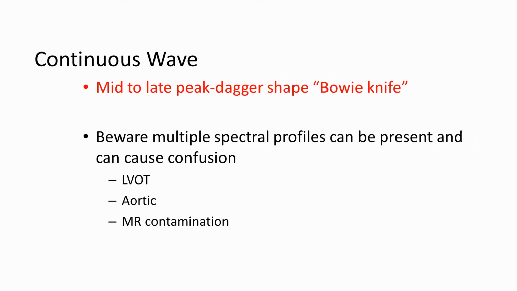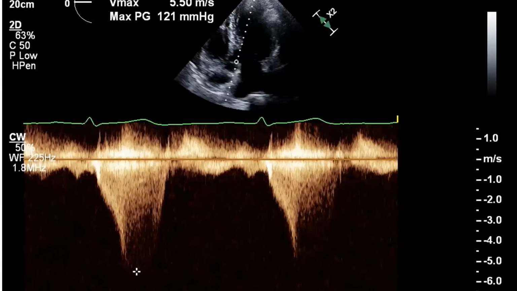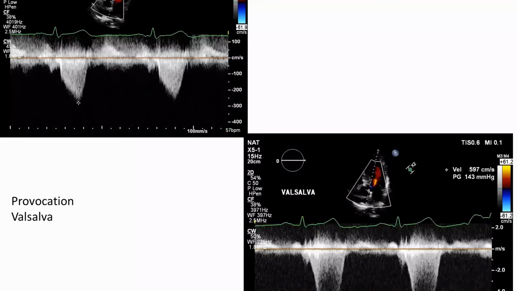So the spectral Doppler analysis, you'll see the classic dagger-shaped profile, which is exactly related to that mid to late systolic obstruction. You can often get contamination of the spectral profile with coexistent aortic stenosis or mitral valve, or obstruction at any other level in the mid-cavitary or the apex. So here's a fairly classic spectral profile. It's got that Bowie knife shape. Here, this gradient is 100 odd.